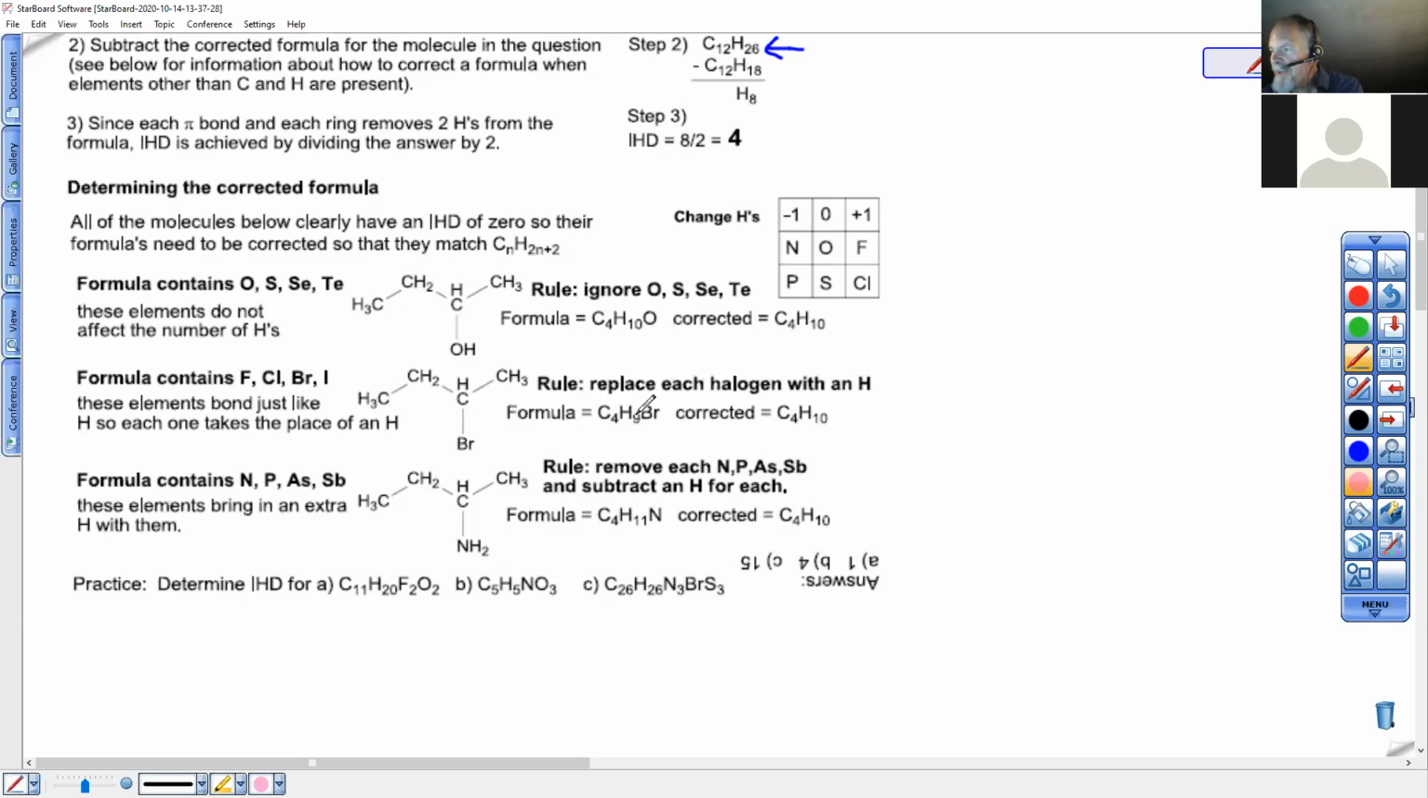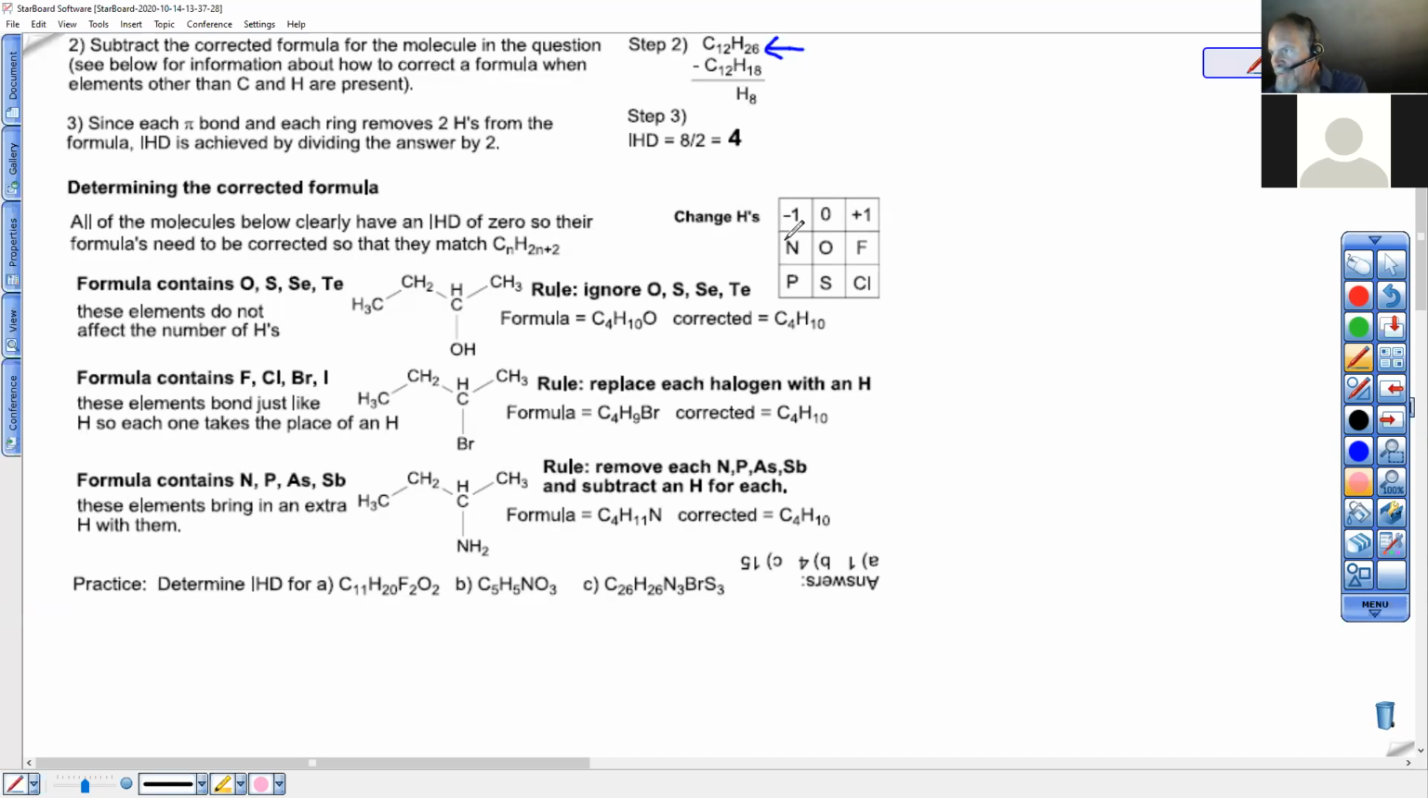So this thing went down to H9. We want to get rid of the Br and correct it to just C's and H's. We got to put an H back on. There you go. So what do you do in the halogen column? You add 1 for each halogen.